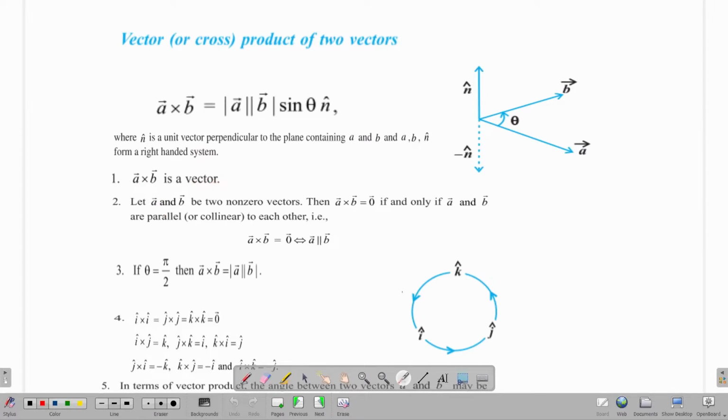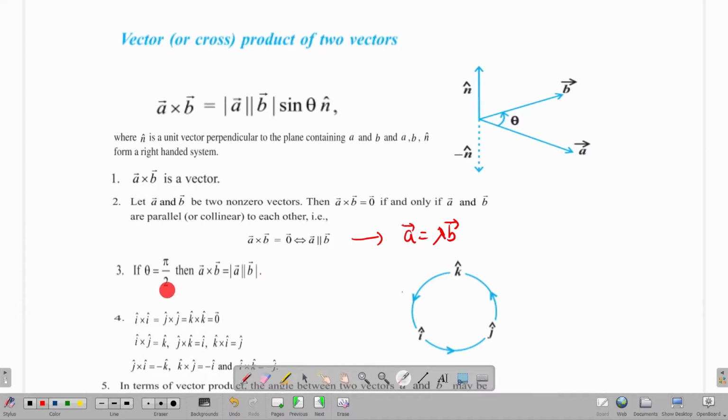Let A and B be two non-zero vectors, then A cross B is 0 if and only if A and B are parallel or collinear. That means the angle between them is 0, then sine 0 is 0. So what we get, A cross B is equal to 0. This is the condition for parallelism or collinearity. So if you have to prove two vectors parallel, either you can prove A cross B is equal to 0, or another condition for parallelism is A is equal to lambda times B. Since direction ratios are proportionate, this is another condition for parallelism which is more important.